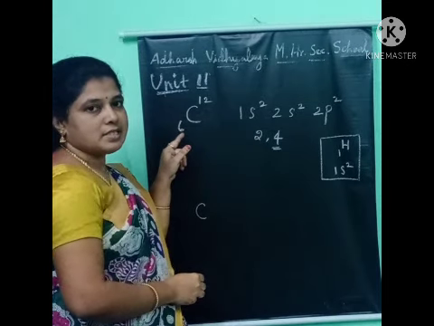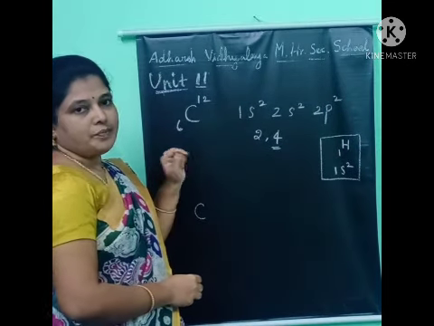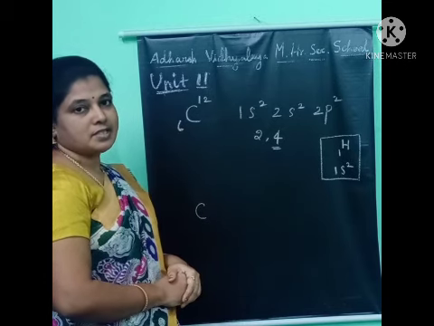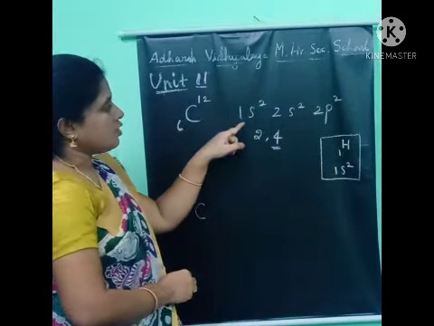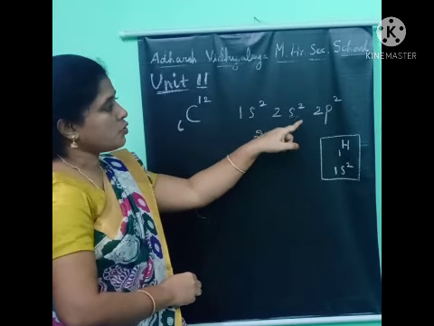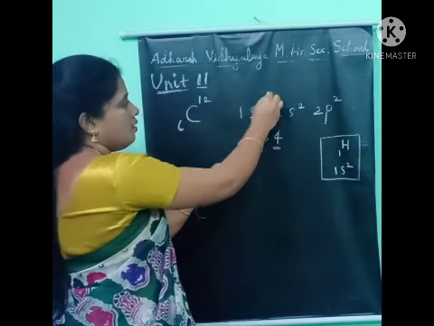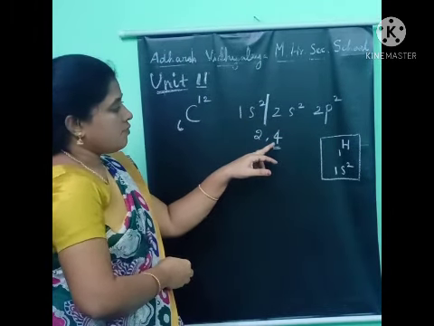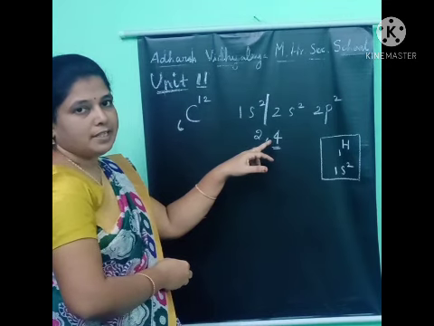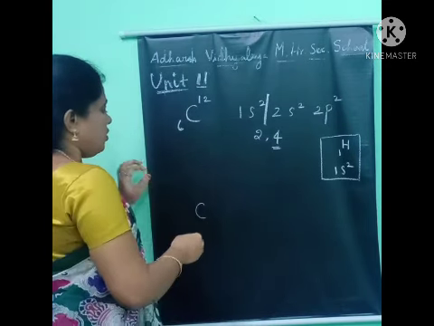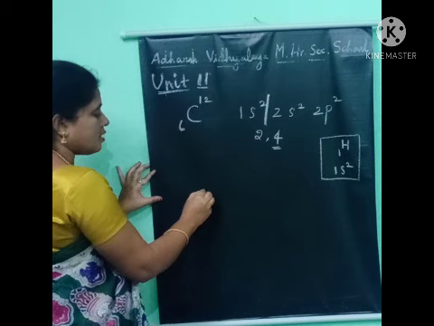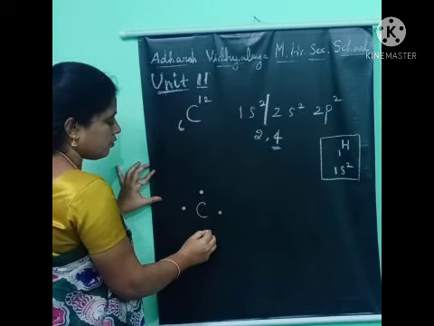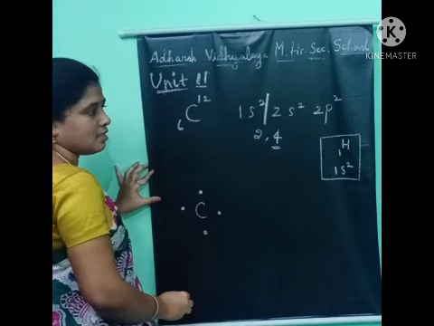Carbon, atomic number 6, mass number 12. Atomic number means the number of electrons present. Atomic number 6, so electronic configuration 1s2, 2s2, 2p2. Simply 2, 4. The 4 is the valence electron that is involved in bonding. So, electron dot representation. How many valence electrons? 4. So, this is the 4 valence electron representation.